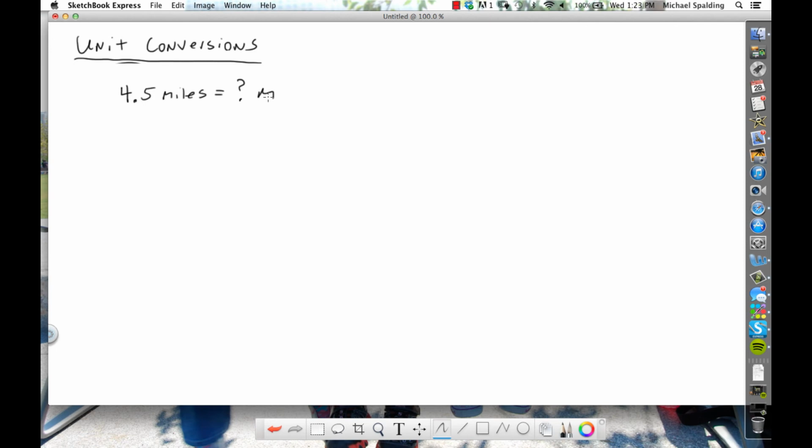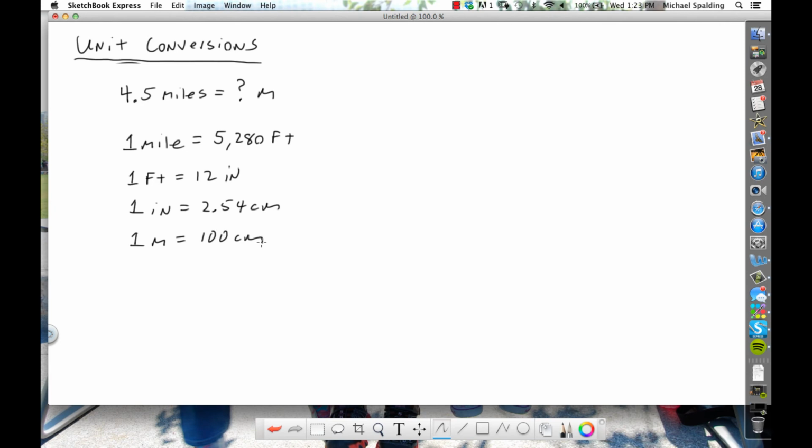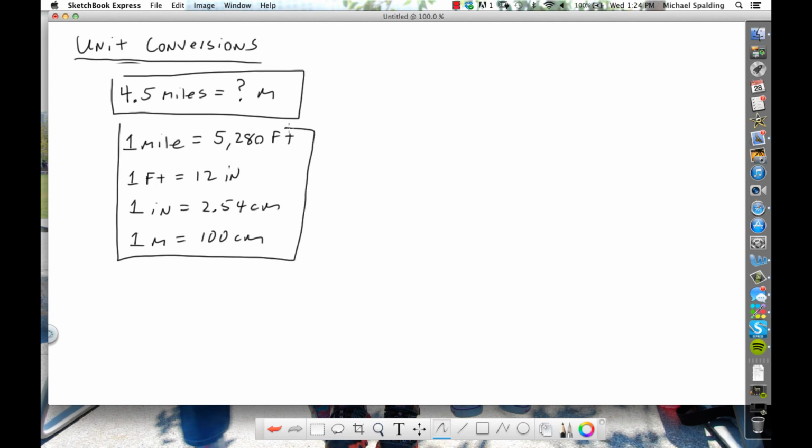But let's pretend we didn't know that. Do it with this. I just want to show you a longer conversion. So 1 mile is how many feet? 5,280 feet. And then you could go 1 foot is 12 inches. 1 inch is 2.54 centimeters. And then 1 meter is 100 centimeters. Okay, so take 3 or 4 minutes and set this up so you're doing this conversion with those conversion factors.